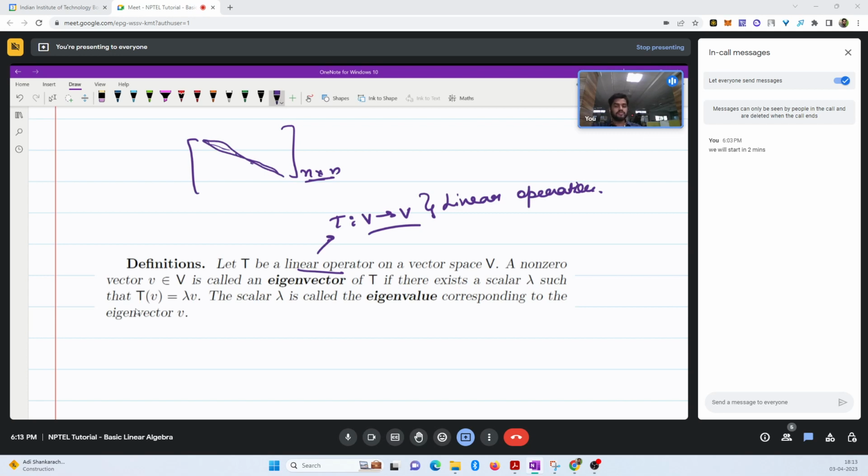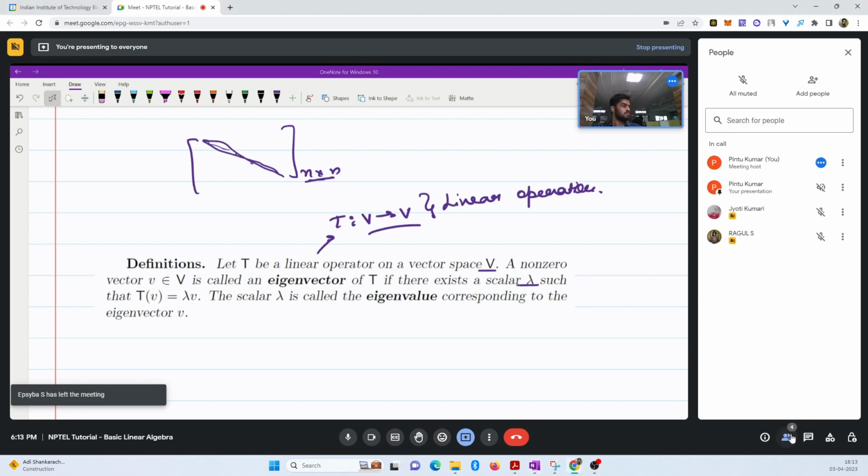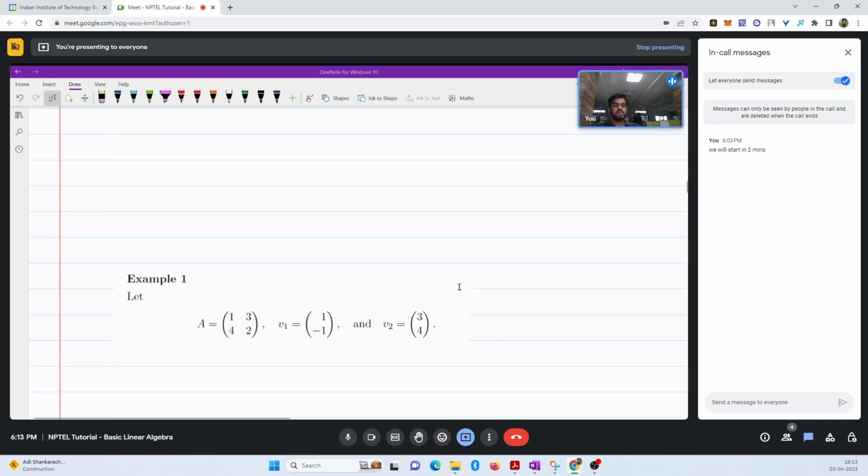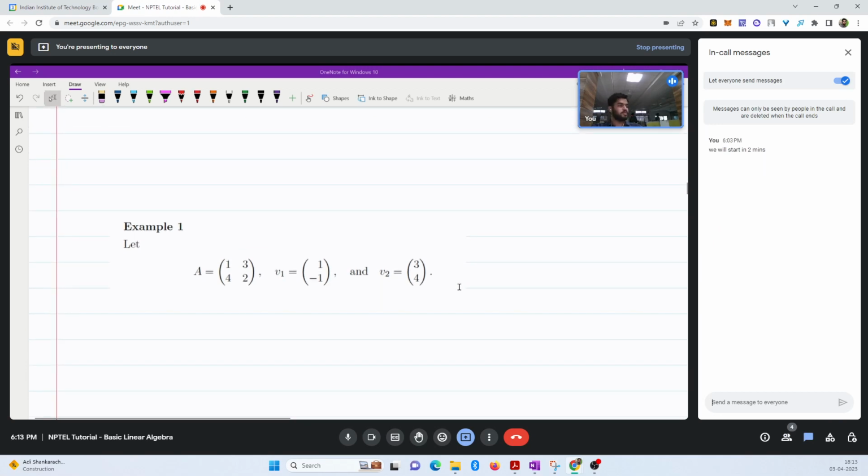Okay. So if T is a linear operator on a vector space V, a non-zero v is called the eigenvector of T if there exists a scalar lambda such that T of v is equal to lambda times v. The scalar is called the eigenvalue corresponding to the eigenvector. Any doubt in the definition of this eigenvalue? Okay, hope that I was clear. So let's try to solve an example based on this.